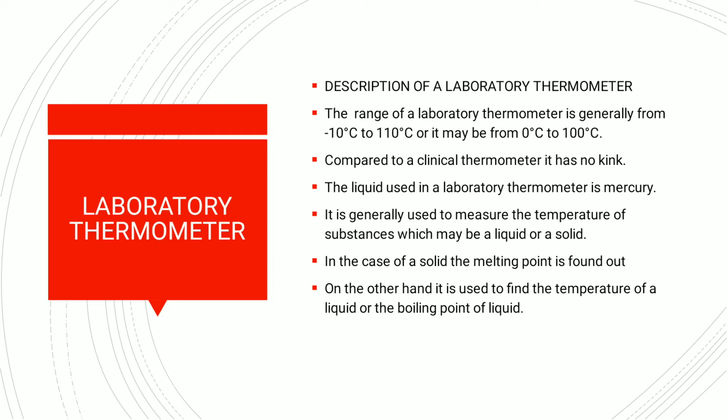The range of the laboratory thermometer is generally from minus 10 degrees Celsius to 110 degrees Celsius, or it may be between 0 to 100 degrees Celsius. Compared to a clinical thermometer, it has no kink. The liquid used in a laboratory thermometer is mercury. It is generally used to measure the temperature of substances, which may be a liquid or a solid.